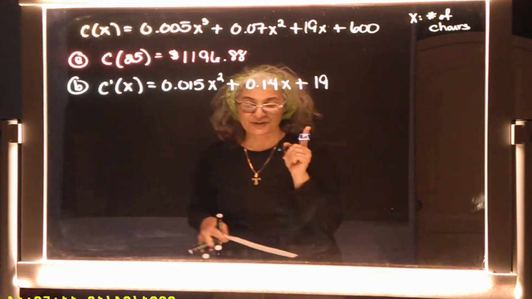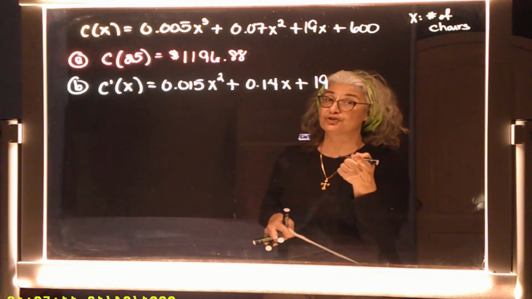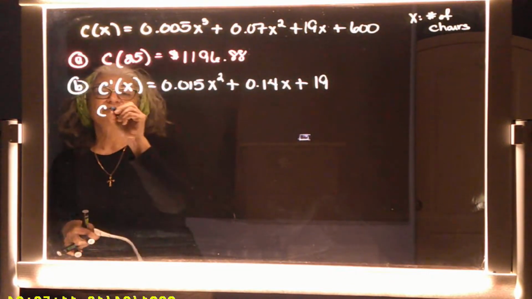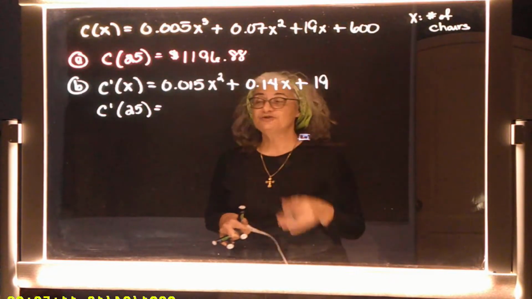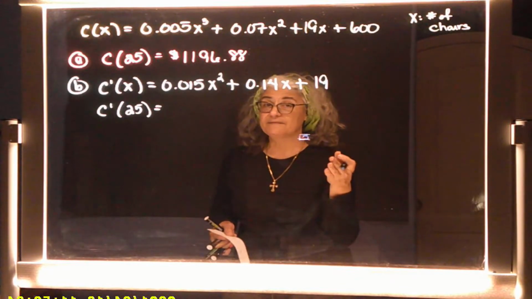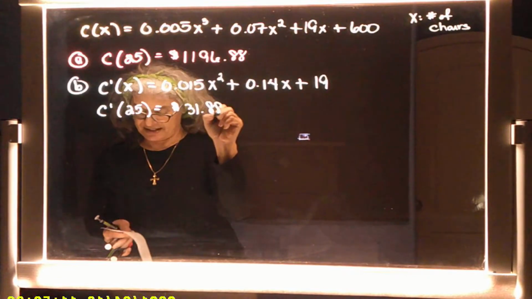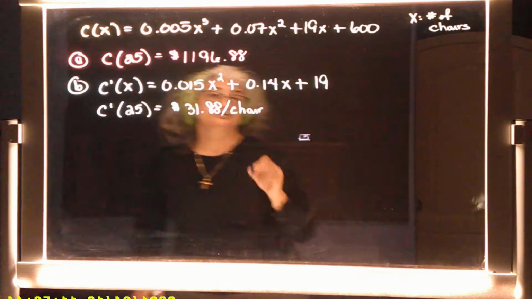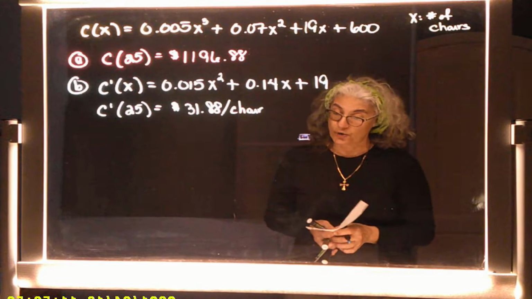But they didn't just ask for the marginal cost. They wanted the marginal cost when x equals 25. So now that you found the marginal cost, which is the first derivative, you're going to find it specifically at that 25 chairs. Okay, so take a few moments, plug in your 25, see what you get. Good. What'd you get? I got the same thing. I got $31.88 per chair. That's my marginal cost.